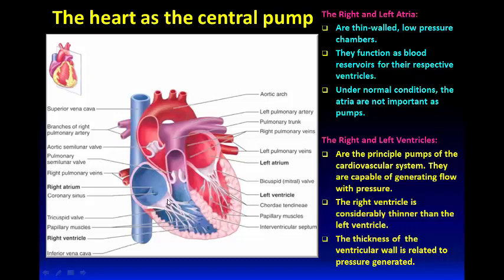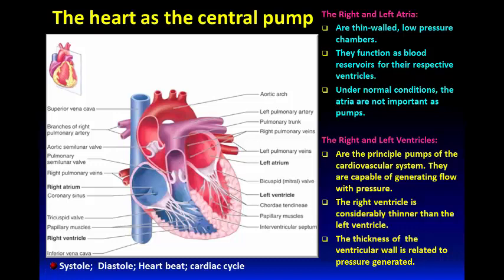However, it is important to note that the flow which the left ventricle generates into the aorta in a minute is equivalent to the flow which the right ventricle generates into the pulmonary trunk. However, the flow which is generated by the left ventricle into the aorta is generated with much higher pressure than the flow generated by the right ventricle into the pulmonary trunk.